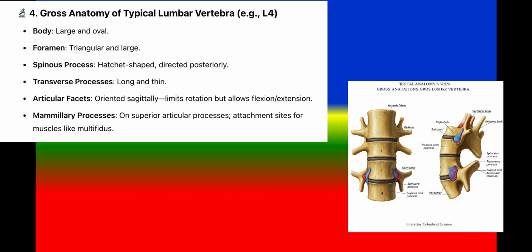Transverse processes: long and thin. Articular facets: oriented sagittally, limits rotation but allows flexion and extension. Mammillary processes: on superior articular processes, attachment sites for muscles like multifidus.